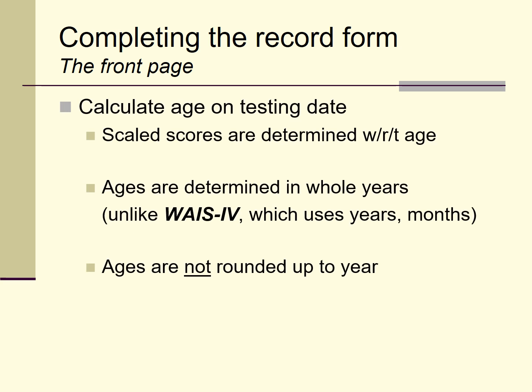On the front page, there's also a space to calculate age based on date of testing. That's important, of course, because scale scores on the different tests on the RBANS are determined with respect to age. Unlike those on the WAIS, we use whole years rather than years and months, and the ages are not rounded up to year. That's detailed in the back of the book, but just be aware of that if you're administering and scoring and interpreting this instrument.